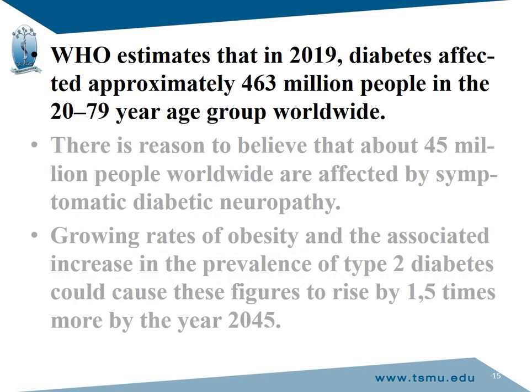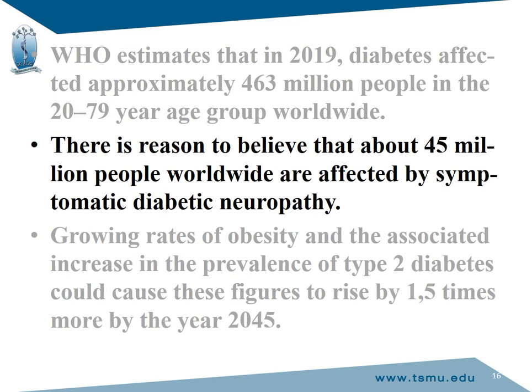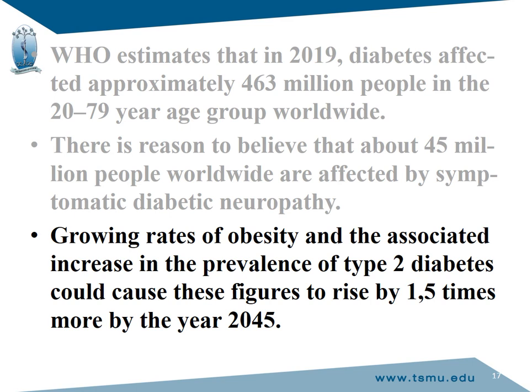WHO estimates that in 2019 diabetes affected approximately 463 million people in the age group from 20 to 79 worldwide. There is reason to believe that about 45 million people worldwide are affected by symptomatic diabetic neuropathy. Growing rates of obesity and the associated increase in the prevalence of type 2 diabetes could cause the figures to rise by 1.5 times by the year 2045.